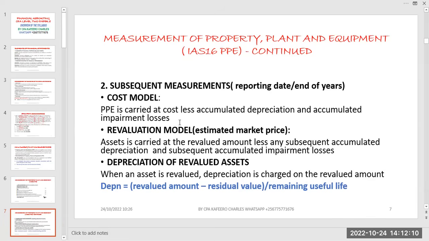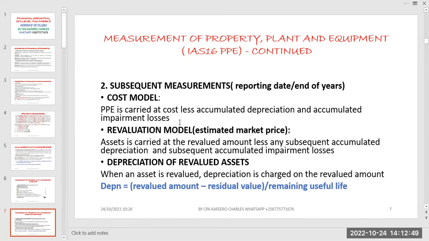It doesn't mean that if you bought the asset at 10 million and estimated its useful life at 10 years, that it will stay that way. It may happen that at the point of revaluation, say after 3 years, in the normal case it would have remained with 7 years, but you may find that the asset can even last for more than 10 years. Of course, you will have a different depreciation, so we need to determine the depreciation of the revalued asset.